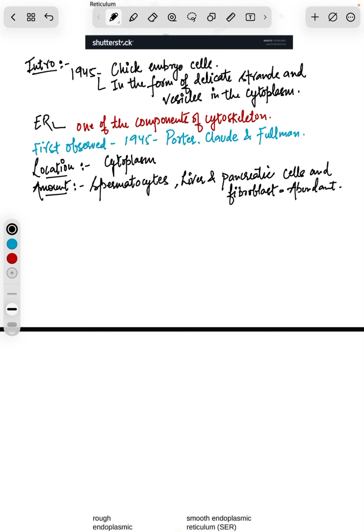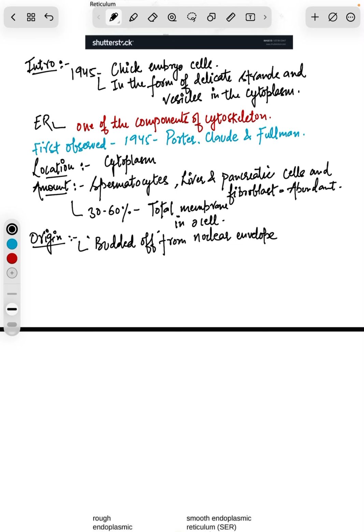Now, origin of the endoplasmic reticulum. At present, the manner of origin of the endoplasmic reticulum is not definitely known. But the most concrete hypothesis is that ER is budded off from the nuclear envelope, and it was discovered in 1974 by Wischniger. Means it is basically budded off from the nuclear envelope.